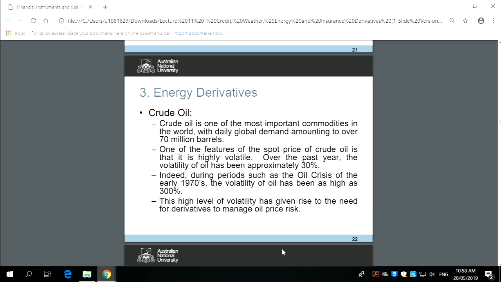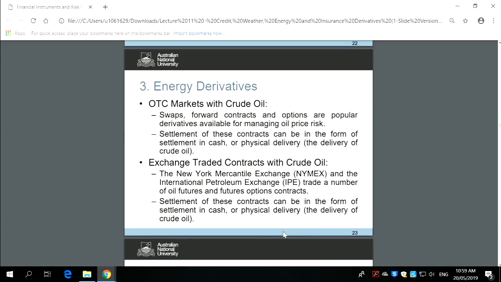Okay, so what can you do in terms of using energy derivatives to hedge the energy price risk? So first of all, we have the over-the-counter contract, for example, the forward contract. It's just a very standard forward contract, as we learned back in week 2. It's just a forward contract that's written on crude oil, right? So basically, it can take the form of cash settlements or physical settlements.